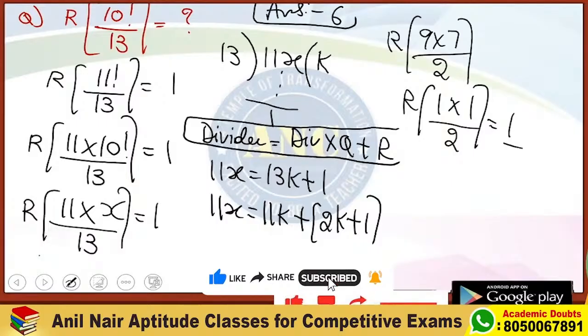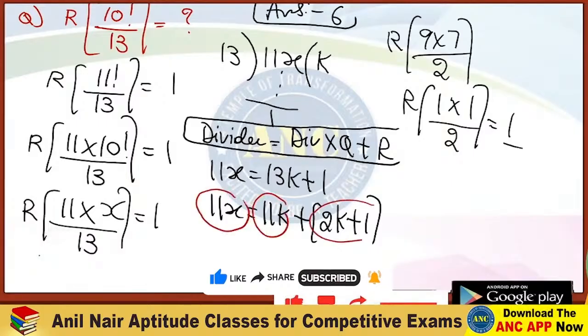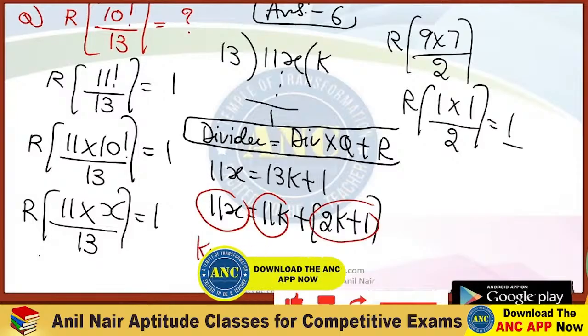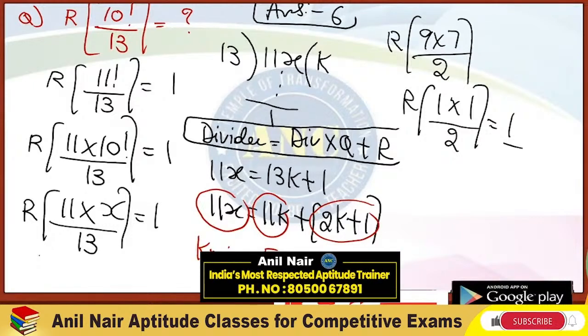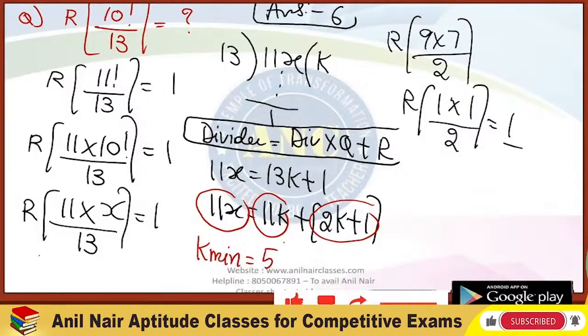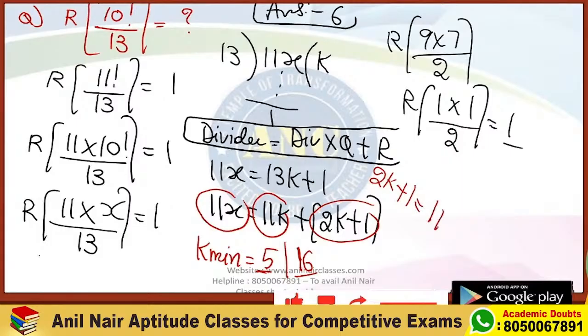Now if you see here, 11k is divisible by 11, so 2k plus 1 should be divisible by 11. That means the minimum value of k is 5. I hope it is clear. Sir, can't I take k value 16? Yes, that also you can take. That will give the same answer. 2k plus 1 equals 11, so k value is 5.